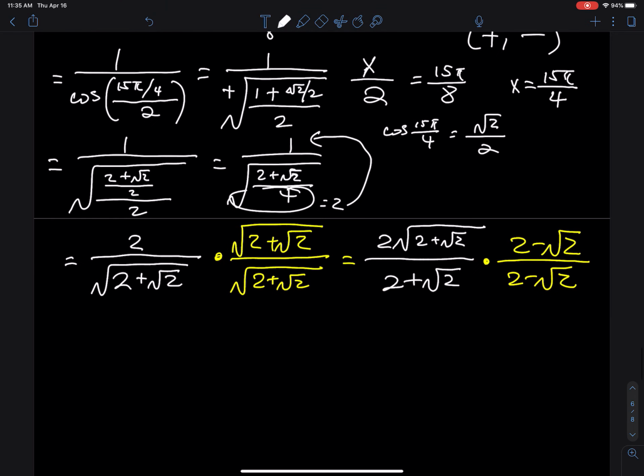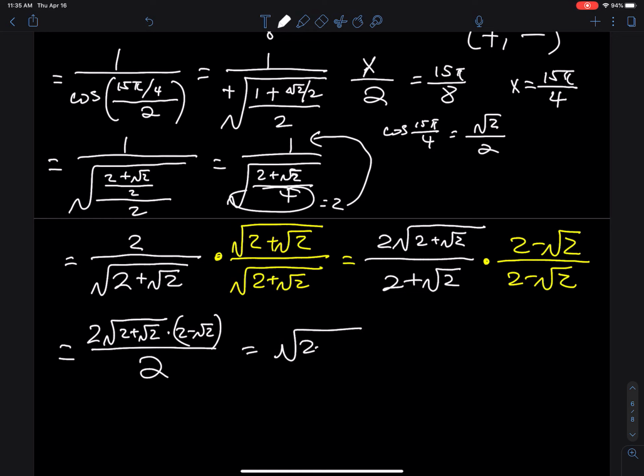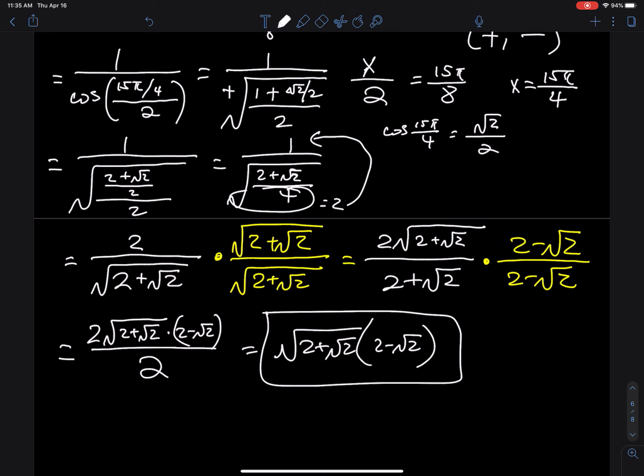And then, let's see, the bottom you have a 4 minus 2, which equals to 2. The top, let's not bother to simplify the top. So 2 times 2 plus root 2 times 2 minus root 2. This is 1 factor, and then you get rid of the 2, right? So that is equals to 2 plus root 2 times 2 minus root 2. So that is your final answer.